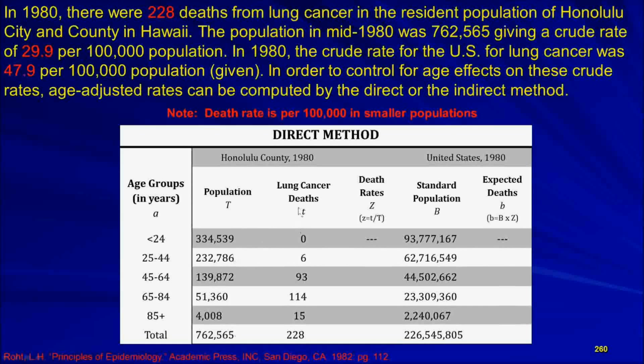Now, notice that we have lung cancer death rates per age group. That's the first important necessary step in order to calculate a direct standardized mortality rate. If we don't have lung cancer deaths per specific age group, then we can't do a direct method. This is the standard population. This is the U.S. population of 1980.